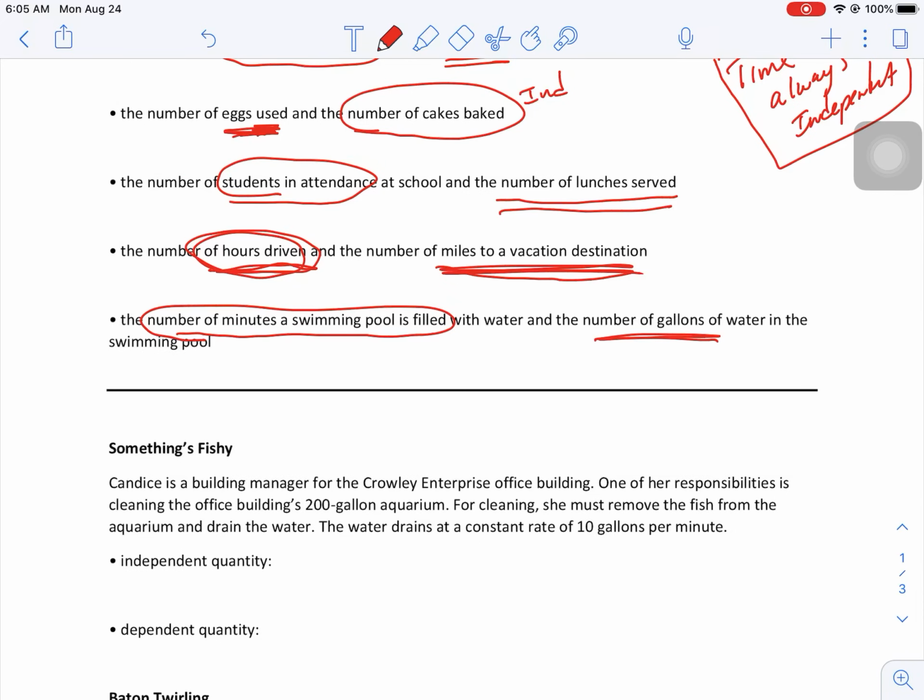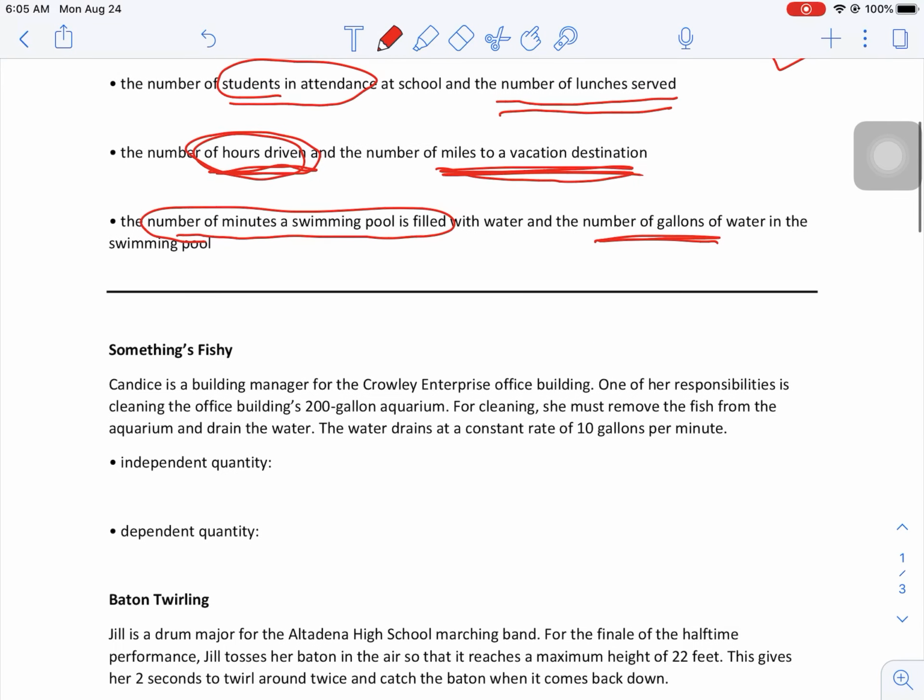Okay? Candace is a building manager for the Crowley Enterprise office building. One of her responsibilities is cleaning the office building's 200-gallon aquarium. For cleaning, she must remove the fish from the aquarium and drain the water. The water drains at a constant rate of 10 gallons per minute. So now we have draining of gallons and we have minutes. Those are our two quantities.